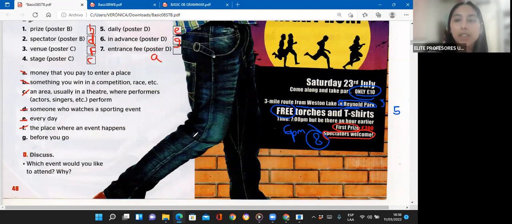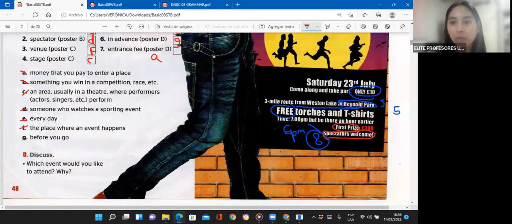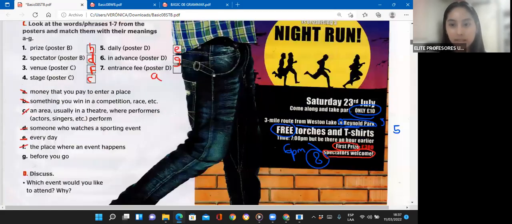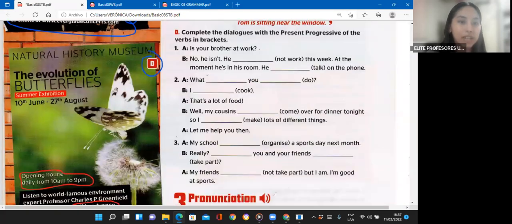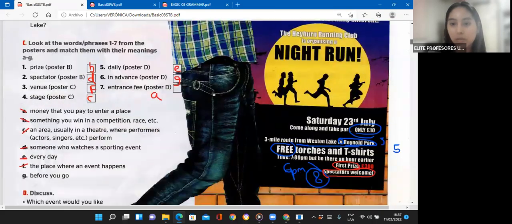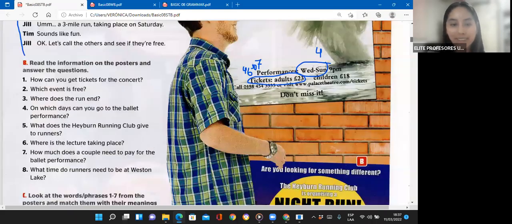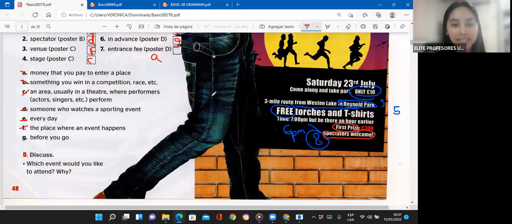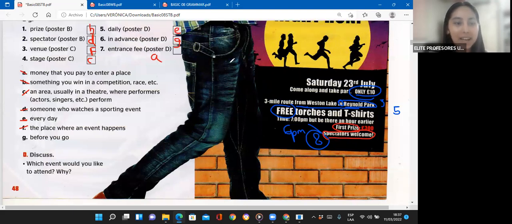Just very easy. Tell me which event would you like to go to, and the reason, maybe because you like, I don't know, concerts, exhibitions, sports, you like free stuff. There are so many reasons. Come on, okay, I'm going to ask. It's very complicated. Okay, Aixa, please give me a hand with this one.